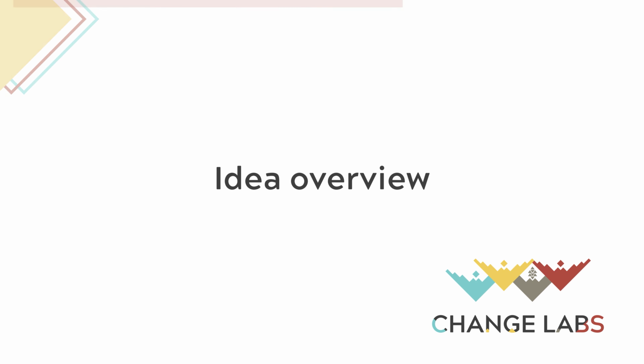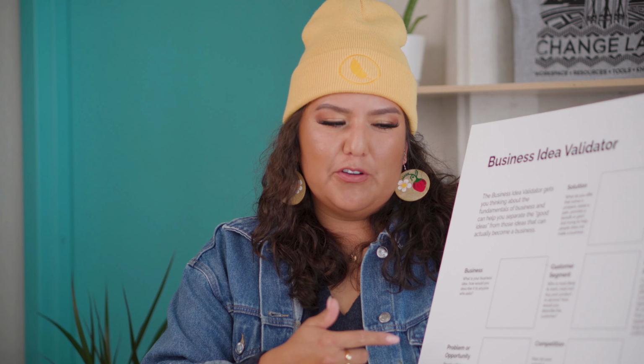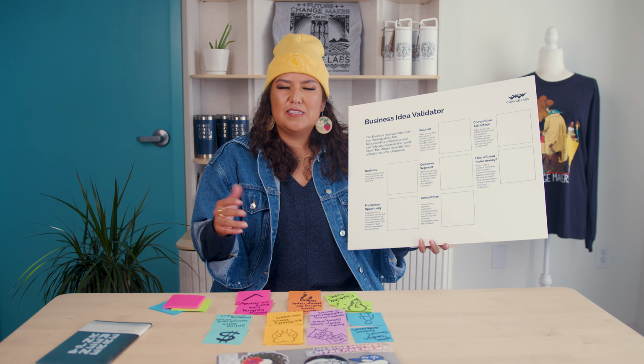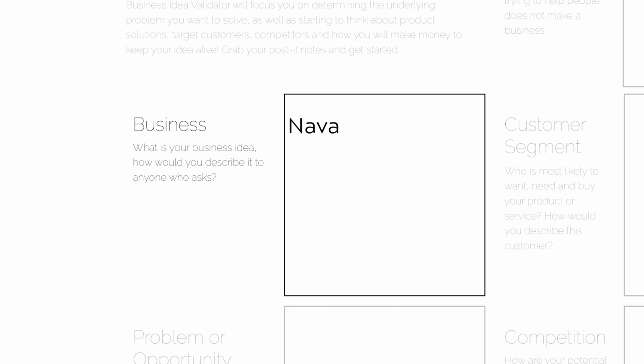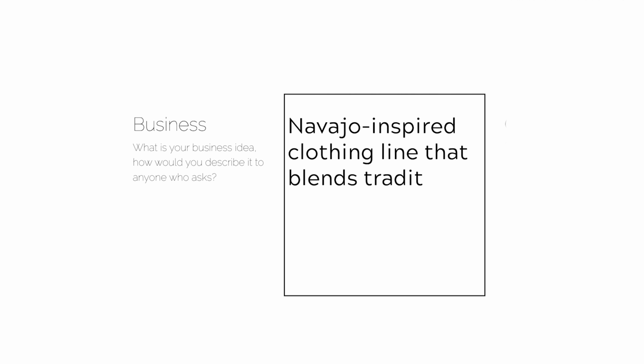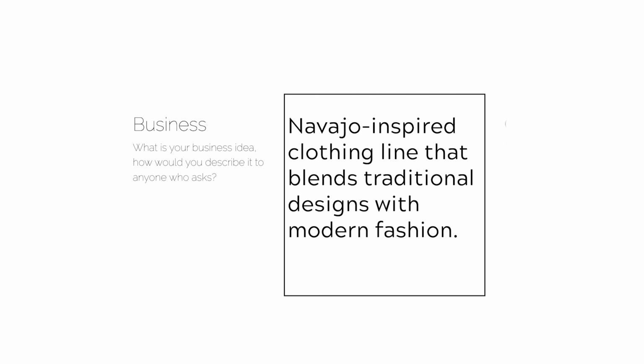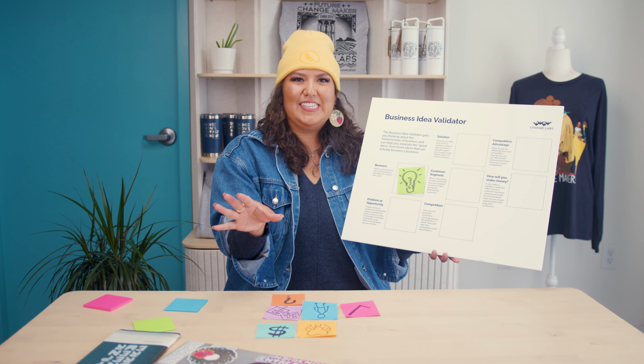The first part is the overview of your business idea. In the first box, we're gonna write down our idea. Summarize your business idea in a couple sentences. It doesn't need to be a whole novel. For example, maybe you've got an awesome idea for a Native-inspired or Navajo-designed clothing line that blends traditional designs with modern fashion. That's it. That is your overview. It's as simple as that.